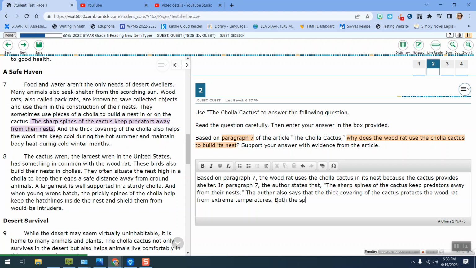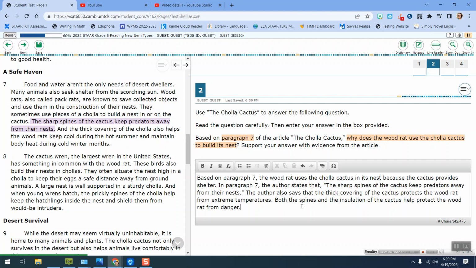Both the spines and the insulation, ooh, that's a good science word. Both the spines and the insulation of the cactus help protect the wood rat from danger. That's it, guys. That's it. That is a short constructed response.